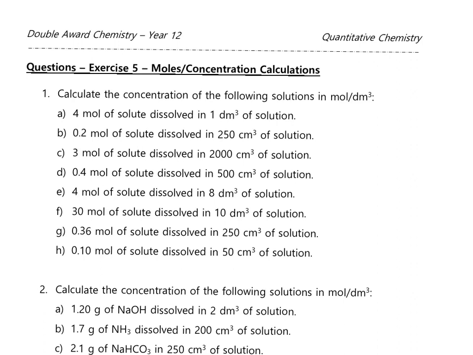Have a go now at exercise number 5. Question 1 is simply just calculating the concentration. So it's going to be using worked example 1 and 2. You're simply going to be using the equation C equals NV, but what I would say is check your units each time. Remember that volume has to be in decimeters cubed, so for the likes of part B, you must convert your centimeters cubed into decimeters cubed first.